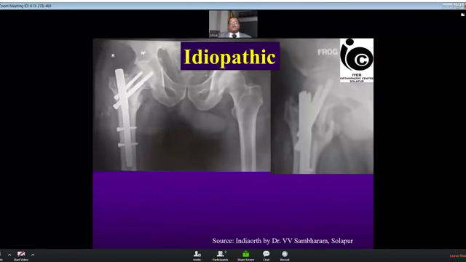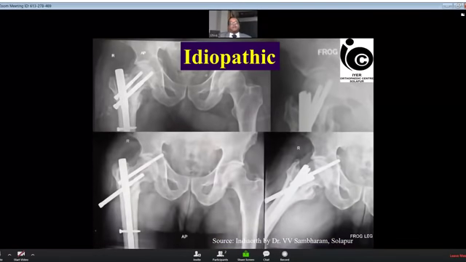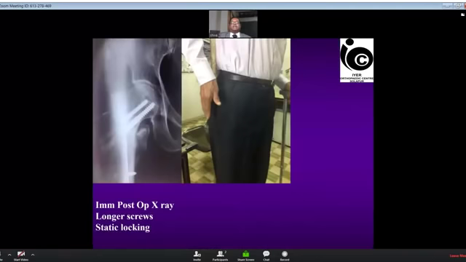Another case which I have shown earlier, courtesy my friend Dr. Sambaram from Sholapur, which we discussed on India long time back, where a static locking has been done with a beautiful reduction, but in due course of time, it has gone into a Z effect. When you have got a good reduction, it's difficult to explain, and that's why I call these things a Z effect.